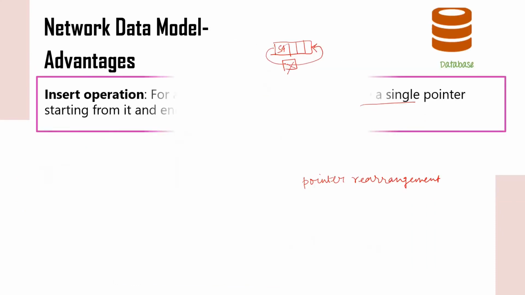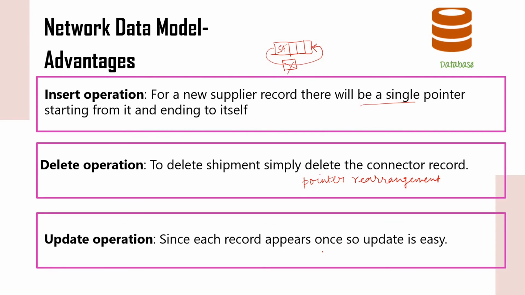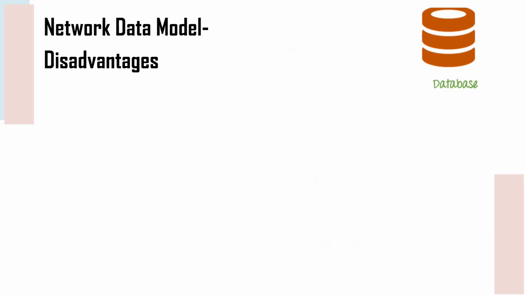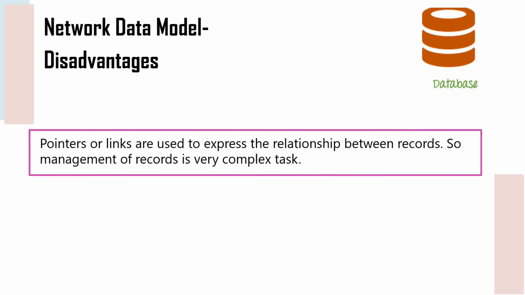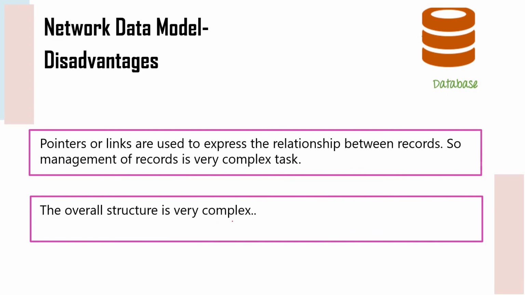Update operation is also easy, and it does not give any kind of anomaly because each record appears only once. So update is very easy. And the network data model can definitely show many-to-many relationships in a seamless manner. But what is the disadvantage? I think you have already understood that the overall structure is very complex and mostly managed by pointers, and pointers are used to express the relationship between records. Pointer management is always a very, very complex task. You can appreciate this fact.